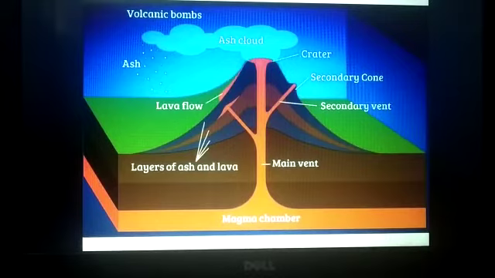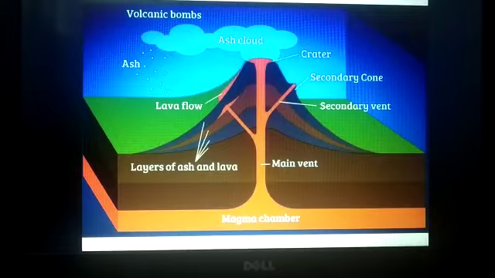At the bottom of the slide, you can see a magma chamber. The magma chamber is a hollow within the volcano where magma and gases accumulate. During an eruption, these volcanic materials move from the magma chamber toward the surface via a pipe-like passageway called a conduit. The main vent is the main outlet for the magma to escape. Secondary vents are smaller outlets through which magma escapes.